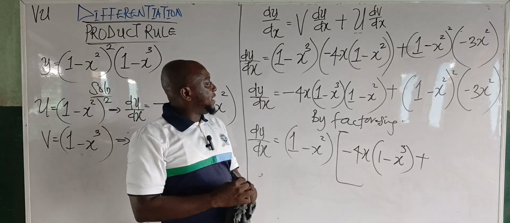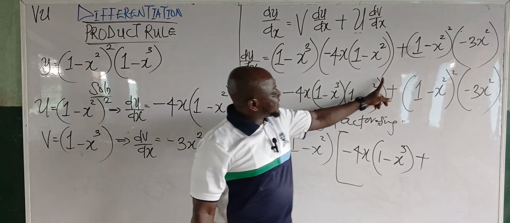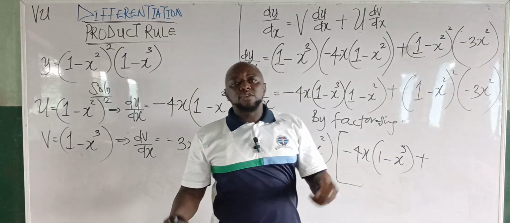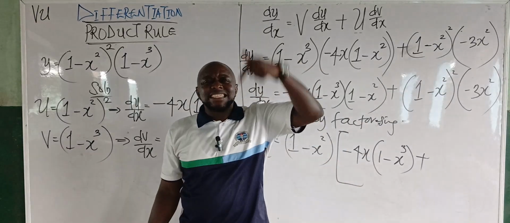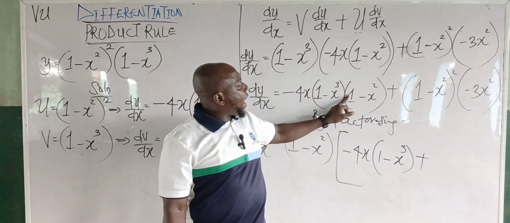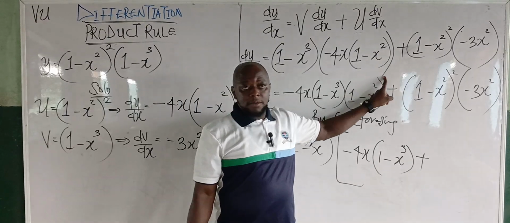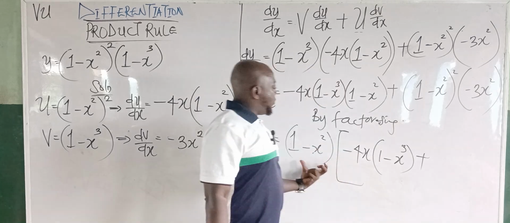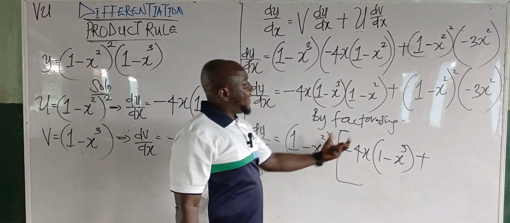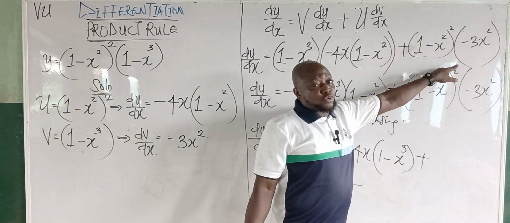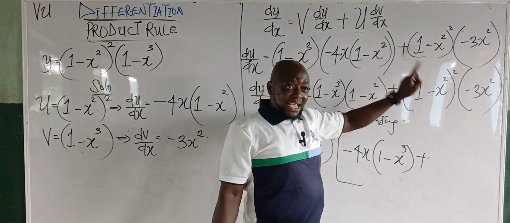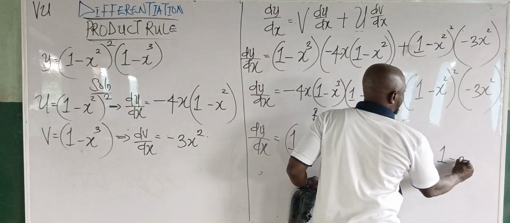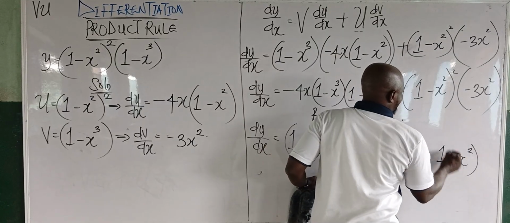In case I did not tell you, please observe that 1 minus x squared is raised to the power of 1 here, and 1 minus x squared is raised to the power of 2. When we are talking about factorization, we are simply talking about taking a particular value that is lesser than the other value. So it's power 1 that is the smallest. That's what we brought out. This one is power 2. If you divide this one, we are going to have 1 minus x squared left.